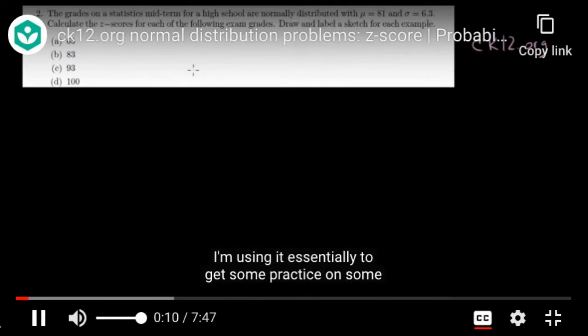Here's the second problem from CK12.org's AP Statistics Flexbook. It's an open source textbook essentially. I'm using it essentially to get some practice on some statistics problems.